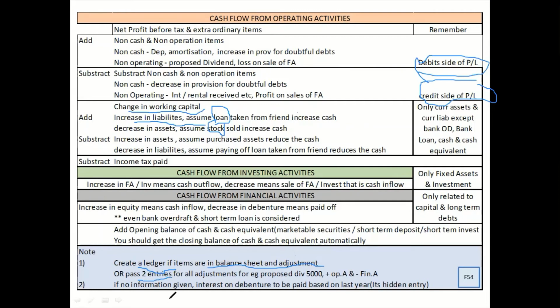Like in any other chapter, wherein every adjustment should have two entries, over here also we follow the same accounting rule. Adjustment should have two entries, but if the adjustment has got an item which is there in the balance sheet as well as the adjustment, you have to make a ledger. So that is something we have to learn, and that is something students make mistakes in.